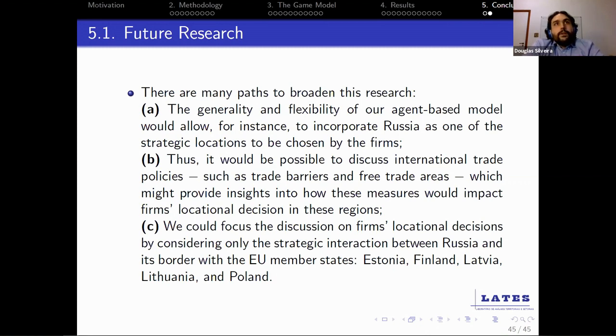We also could focus the discussion on firms' locational decisions by considering only the strategic interactions between Russia and its borders with the European Union member states, which are Estonia, Finland, Latvia, Lithuania, and Poland. So that's what I had to present here today, and thanks for having me.